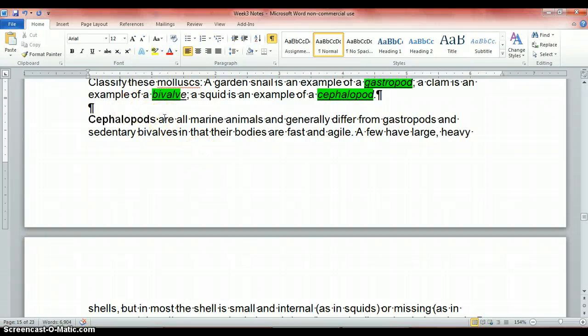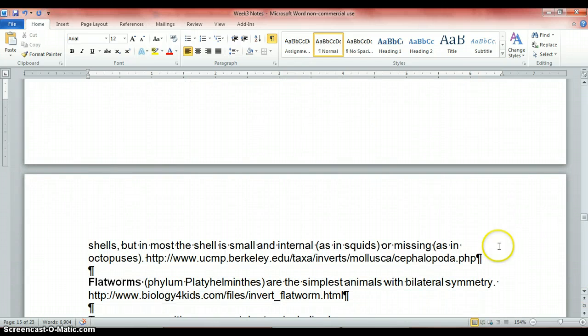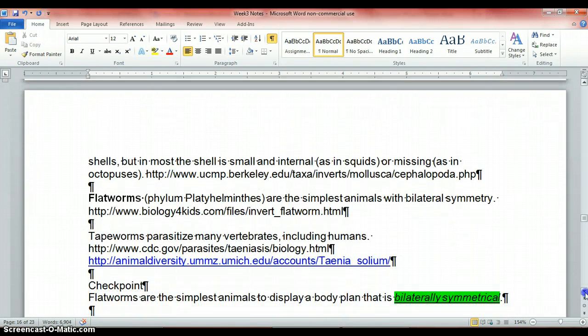Cephalopods are all marine animals and generally differ from gastropods and sedentary bivalves in that their bodies are fast and agile. A few have large, heavy shells, but in most the shell is small and internal, as in squids, or missing, as in octopi or octopuses. Okay, so let's move on to flatworms.